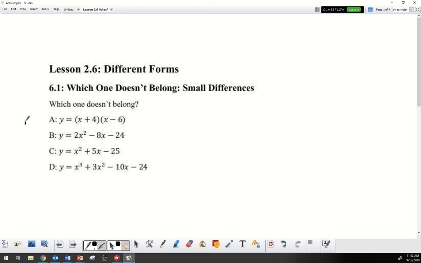All right, so now we're going to go over this. Which one doesn't belong? So, small differences. Everyone actually has this on your paper right now. I want you to look over these, starting with this first one, and give me a reason why. I'll give you a moment. Which one doesn't belong?